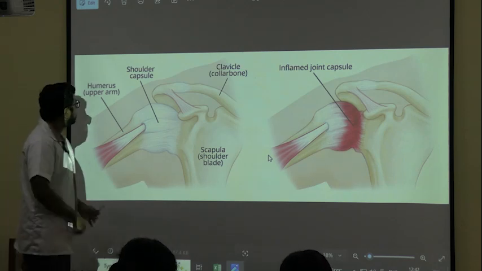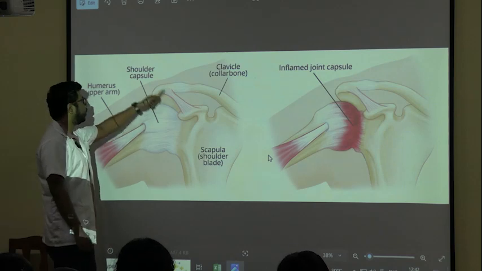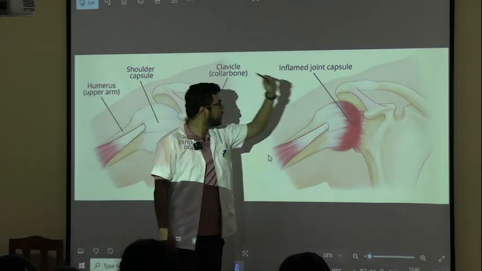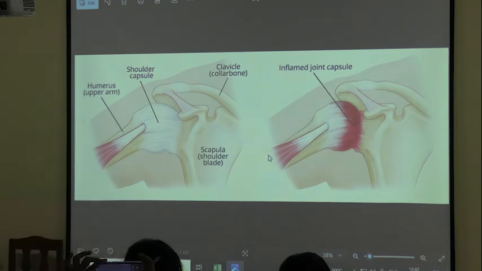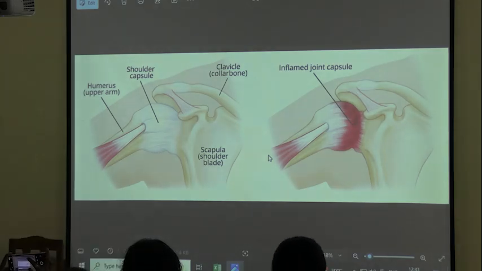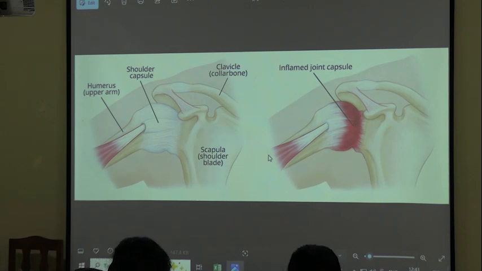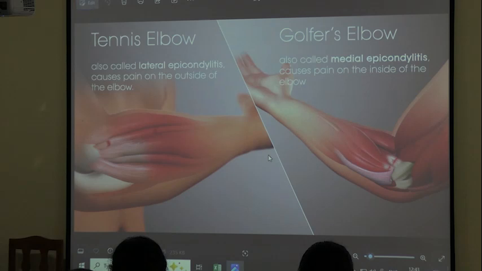Always remember. So this is normal. This is the shoulder capsule. This is an inflamed joint capsule. So there will be lots of pain. There might be a short note from this. This is frozen shoulder. You can see it in a diabetic patient. So there might be a scenario where you have to give a steroid injection in the joint also.